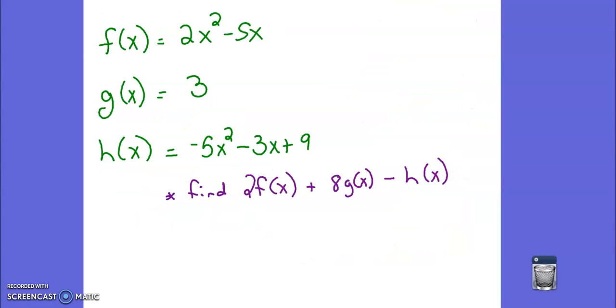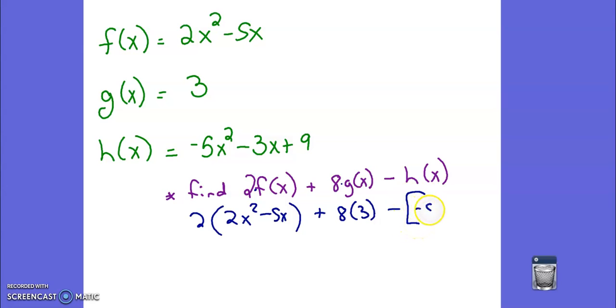So let's go to, again, three different types of functions, f of x, g of x, h of x. And here in purple, I want you to find that expression. Notice here I have 2 times f of x, so I'm going to take 2 times the entire f of x. And then 8 times g of x. And then finally we're minusing h of x. Now this one you have to be careful because we're going to minus the entire function, so you're going to have to use the distributive property.